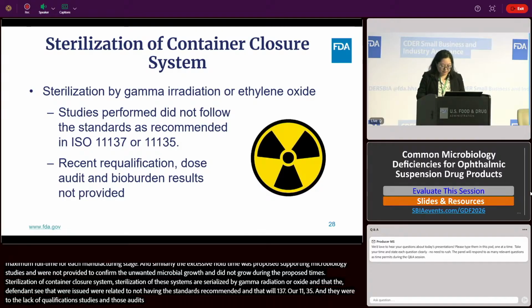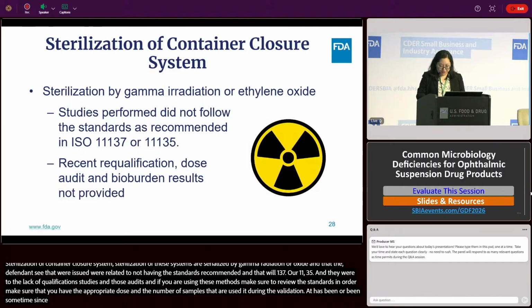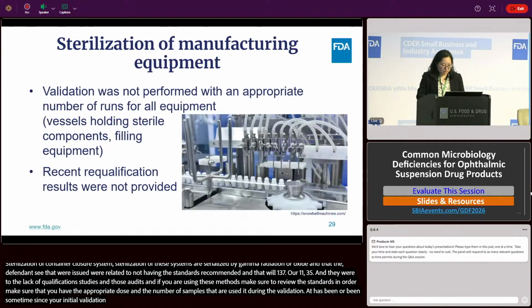So if you're using these methods, make sure to review the ISO standards in order to make sure that you have the appropriate dose and also the number of samples that are used during your validation. In addition, if there's been some time since your initial validation was performed, make sure that you include a recent requalification.